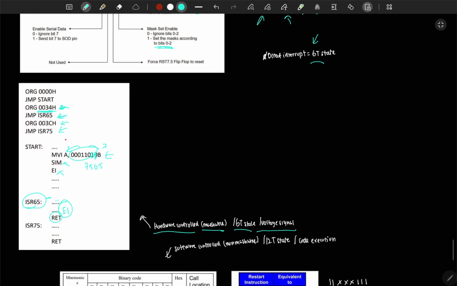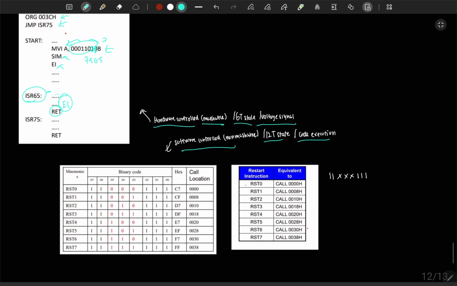Okay, now we have software control interrupt, where it takes 12 T states, and it depends on the code execution. It doesn't need any voltage or anything. Now we have RST0 till RST7. The equivalent call is just the same. So RST5 times 8 is equivalent to 40. So 40 is equivalent to 16 times 2 plus 8, which will be 28. So 28.